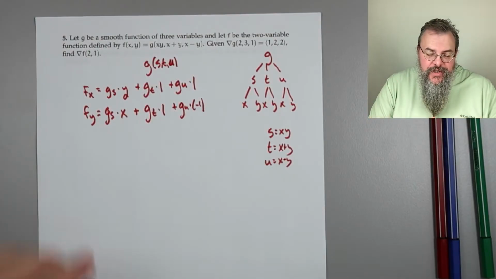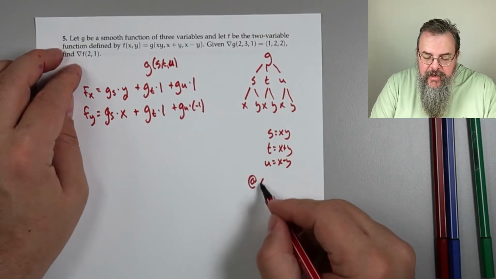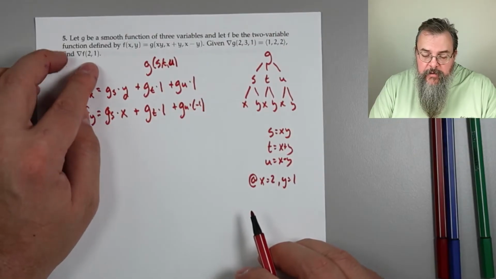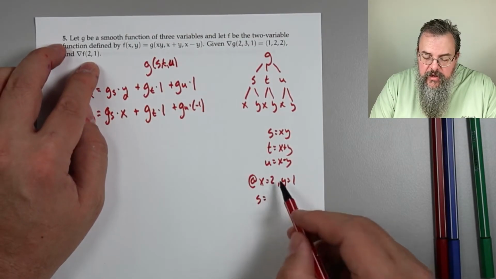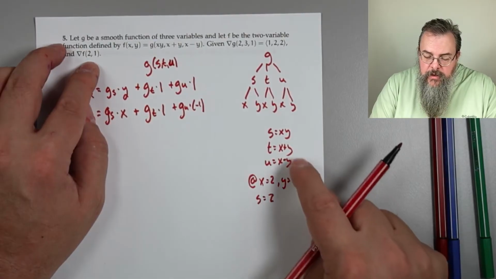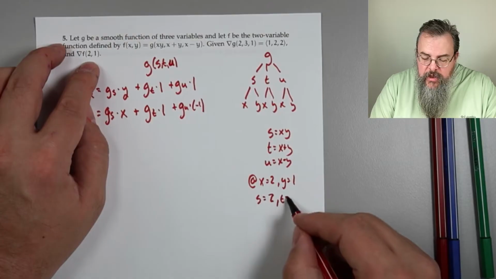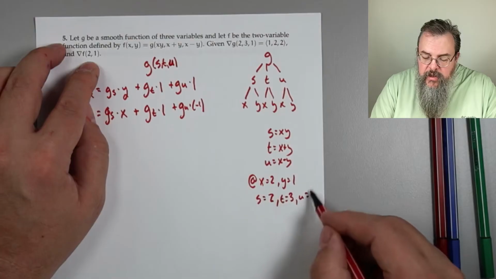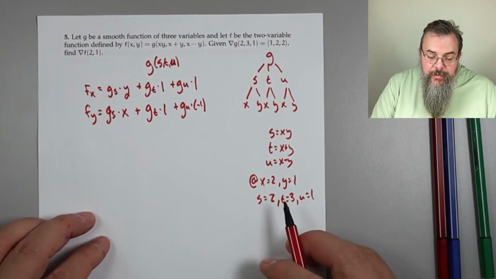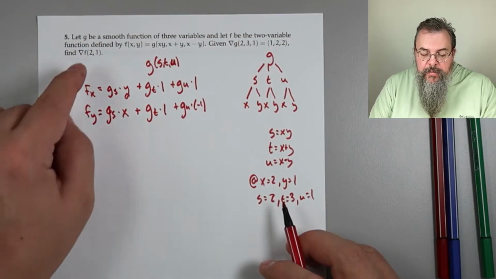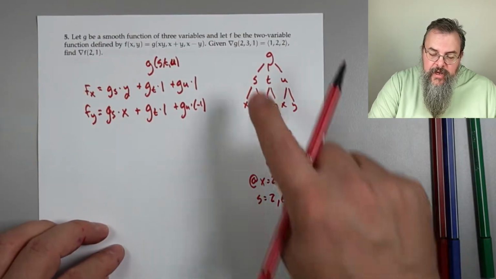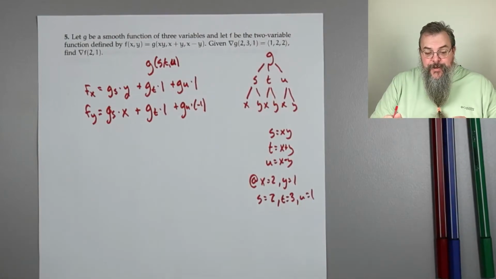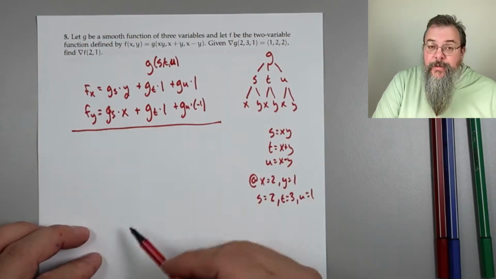Let's make a couple of observations. At x equals 2, y equals 1, because that's where we're plugging in for x and y, we have that s is 2 times 1, t is 2 plus 1, and u is 2 minus 1. So what's happening is, if I plug in x equals 2, y equals 1, it's like plugging in 2, 3, and 1 into g. Very convenient.